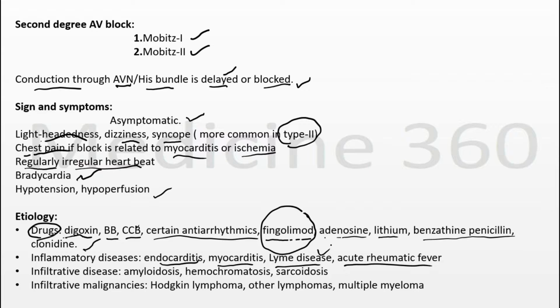Then there are infiltrative diseases: amyloidosis, hemochromatosis, and sarcoidosis. These diseases can cause cardiomyopathies as well as heart blocks. Then there are infiltrative malignancies, which include Hodgkin lymphoma and other lymphomas, and also multiple sclerosis. In multiple sclerosis, there can be amyloidosis and calcium overload, which can lead to conduction problems and heart blocks.